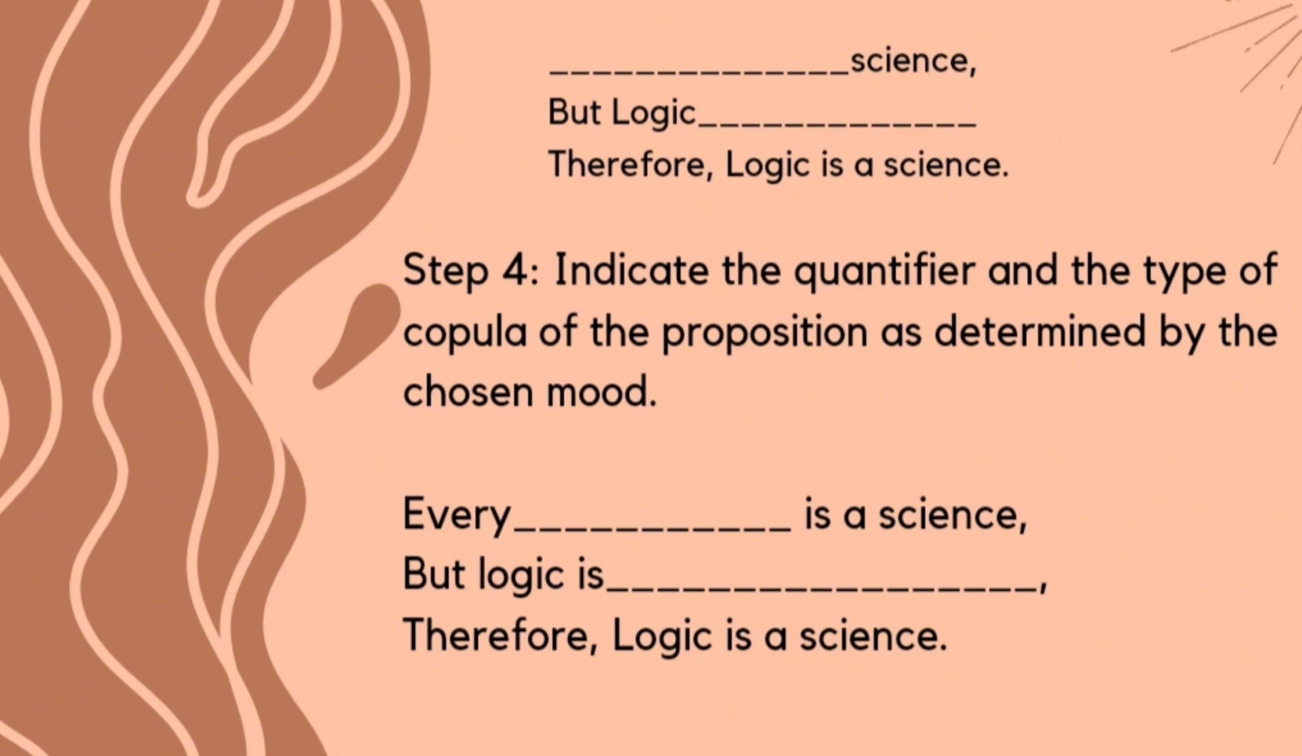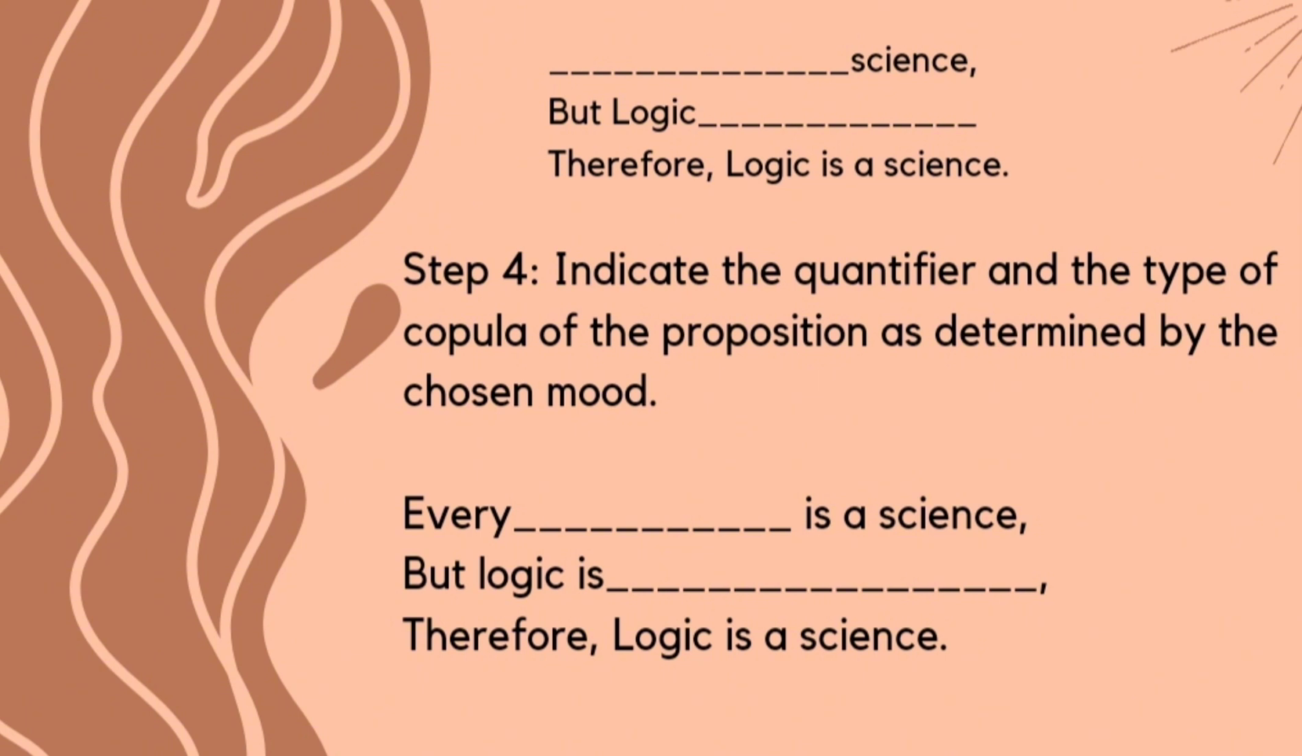So, step 4, indicate the quantifier and the type of copula of the proposition as determined by the chosen mode, in this case, AA. So, in step 4 we indicate the quantifier or type of copula. So, every blank is a science, but logic is blank, therefore logic is a science. So, our quantifier here is every, and our type of copula is is.